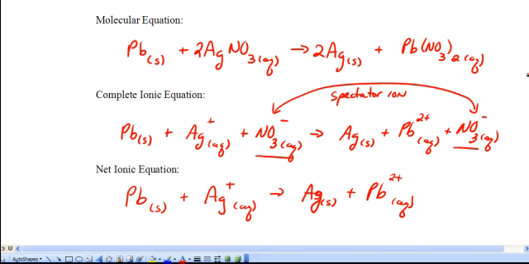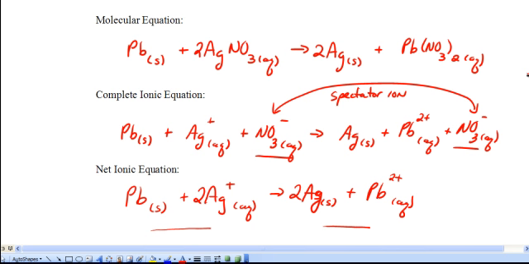Now, technically, you do have to balance this not only for mass, but for charge. And so if you notice, there's a +1 on the reactant side, there's a +2 total on the product side. So to balance the charge, we need to put a 2 out in front of the silver ions. So now there's a 2+ on both sides. And then we'll also have to put a 2 in front of the silver on the product side to balance for the mass. So that's actually the balancing that you need to do in this particular reaction.